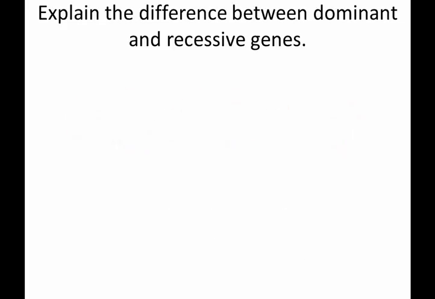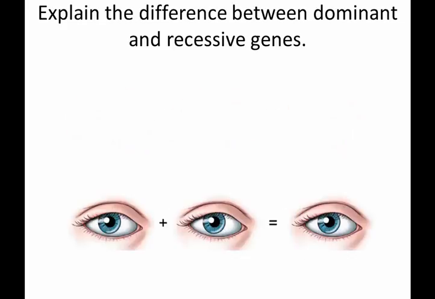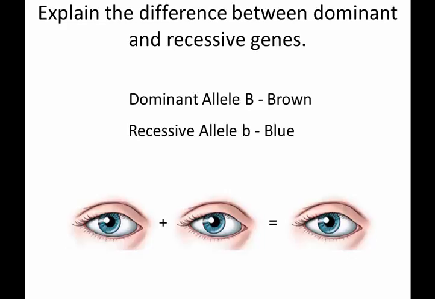If we were to look at the other example that we looked at earlier, we have two blue-eyed parents having offspring that also have blue eyes. What we have going on here are the exact same alleles, where we have the dominant allele being brown and the recessive alleles being blue.